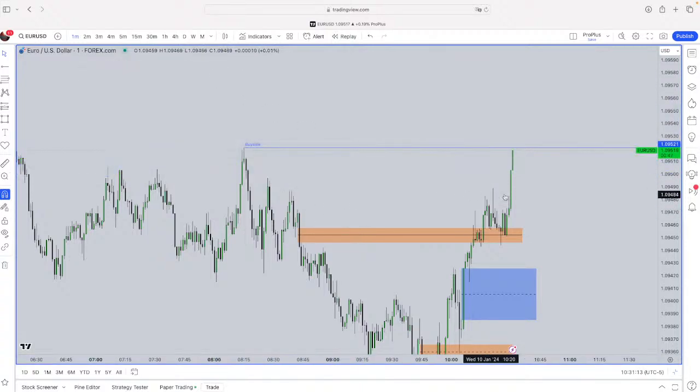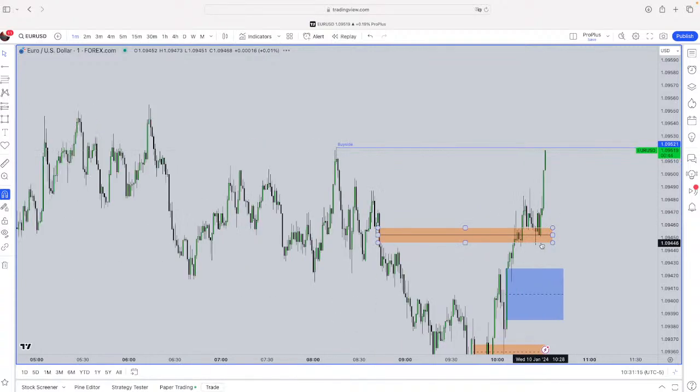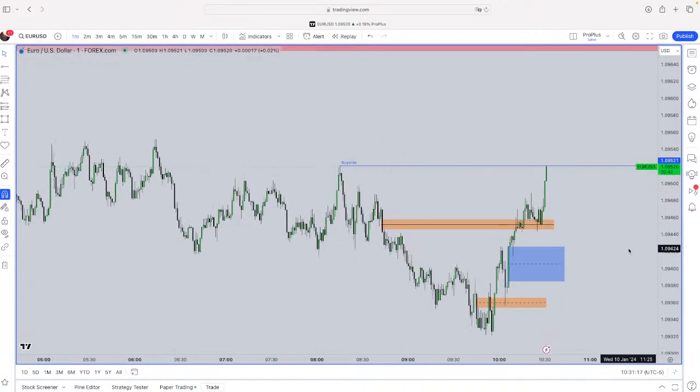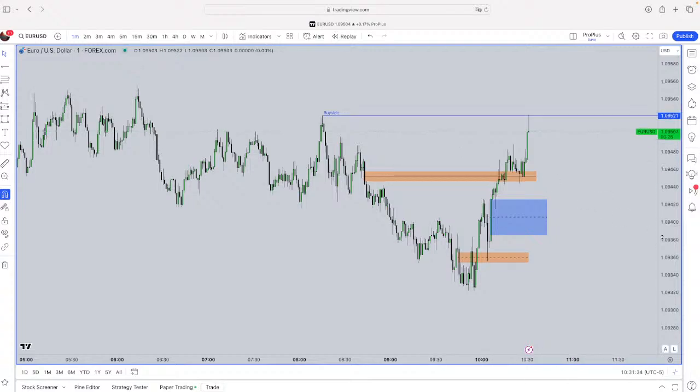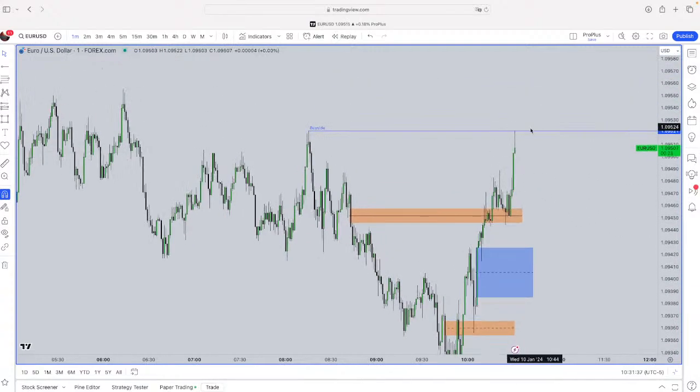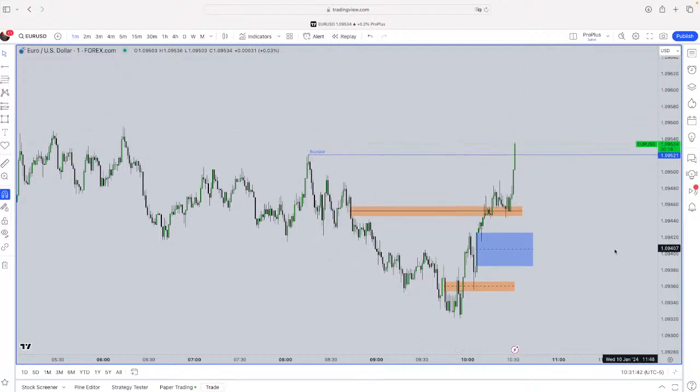Just going to remove this blue box just to make it a little bit neater. So look how this SIBI rejected from there, broke above, acted as a nice inversion fair value gap to then just run again for that buy side. Just been touched, like swept a little bit. I want to see a little bit more of a push. So next will be that buy side here.